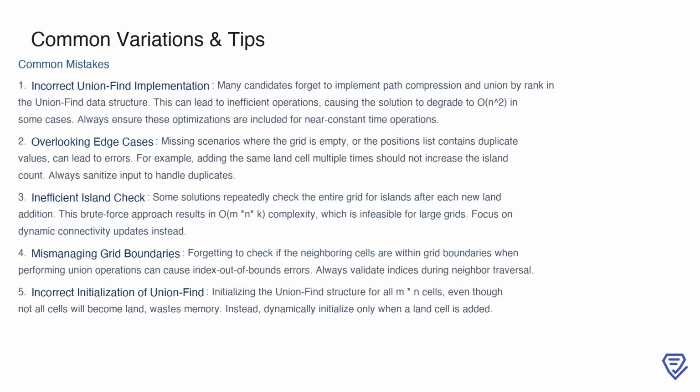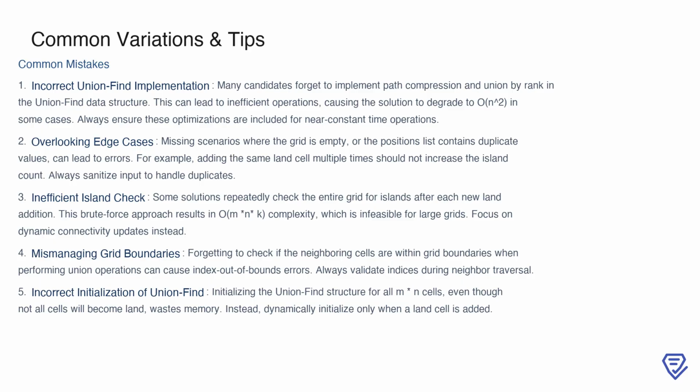Some solutions resort to brute forcing the entire grid after each land addition, resulting in m*n*k complexity, which is impractical for large grids. Instead, focus on dynamically updating connectivity as you process new land cells. Additionally, mismanaging grid boundaries is a common source of errors. When performing union operations, you must validate that neighboring cells are within the grid to avoid index out-of-bounds errors.